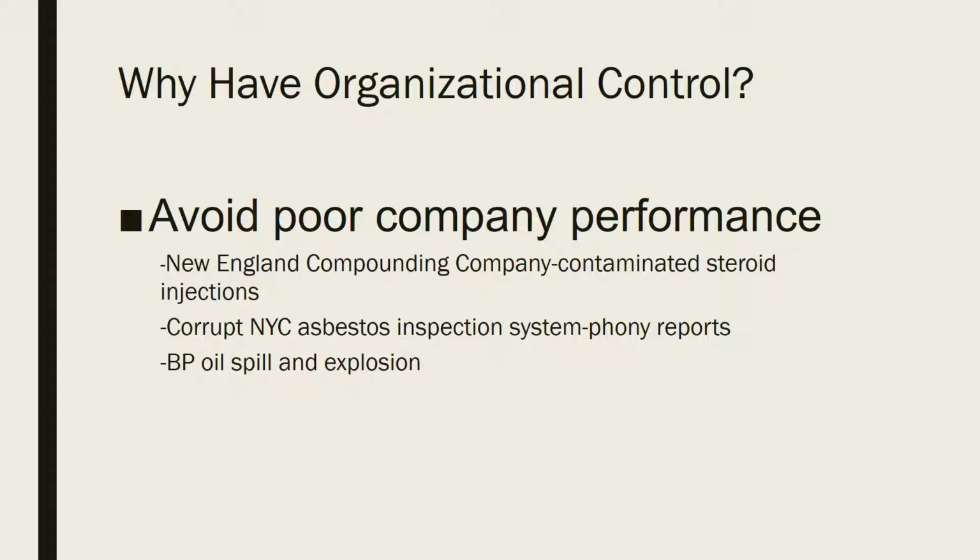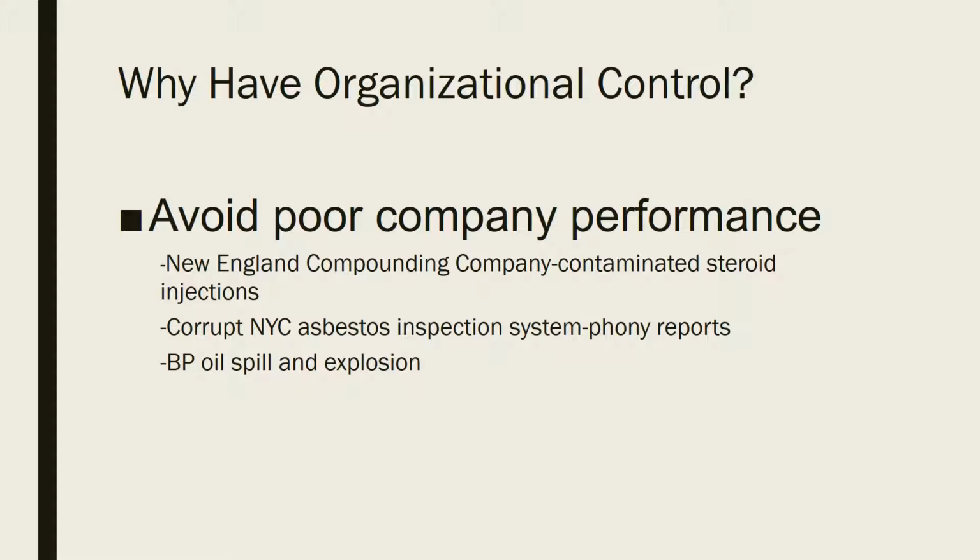Another reason to maintain strong institutional control is to avoid poor company performance. There have been too many instances of institutional breakdowns that have caused companies to consider the need to have control on what is happening within. Some examples include, in 2012, the New England Compounding Company used contaminated material in its steroid injections. This caused people to get sick, become infected with highly harmful disease organisms, and some patients died.